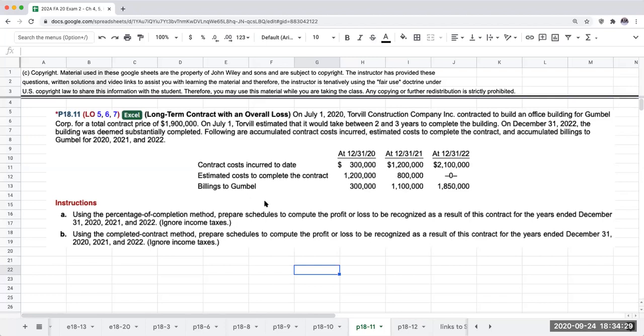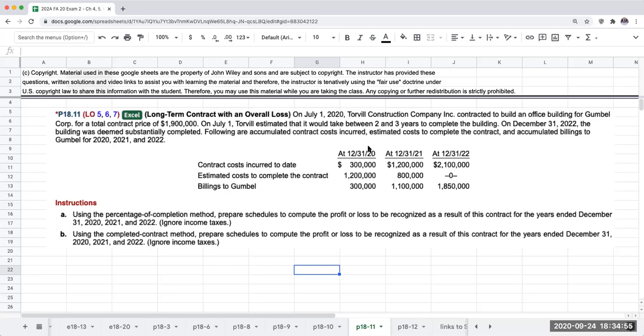Hello, everybody, and welcome to problem 18-11. So this is a long-term contract with an overall loss. Here we have Torville Construction Company contracted to build an office building for the Gumbel Corporation for a total contract price of $1.9 million. On July 1st, Torville estimated it would take between 2 to 3 years to complete the building. On December 31st, the building was deemed substantially completed.